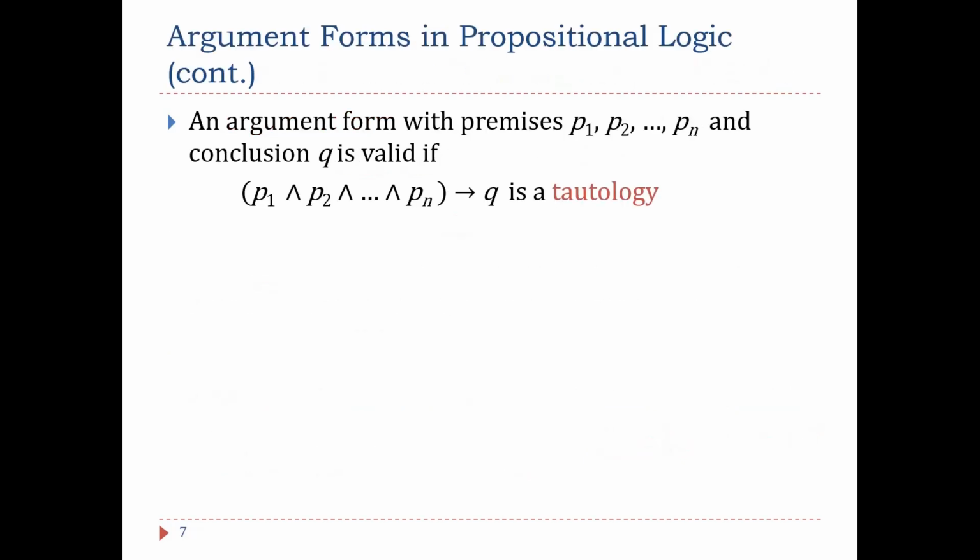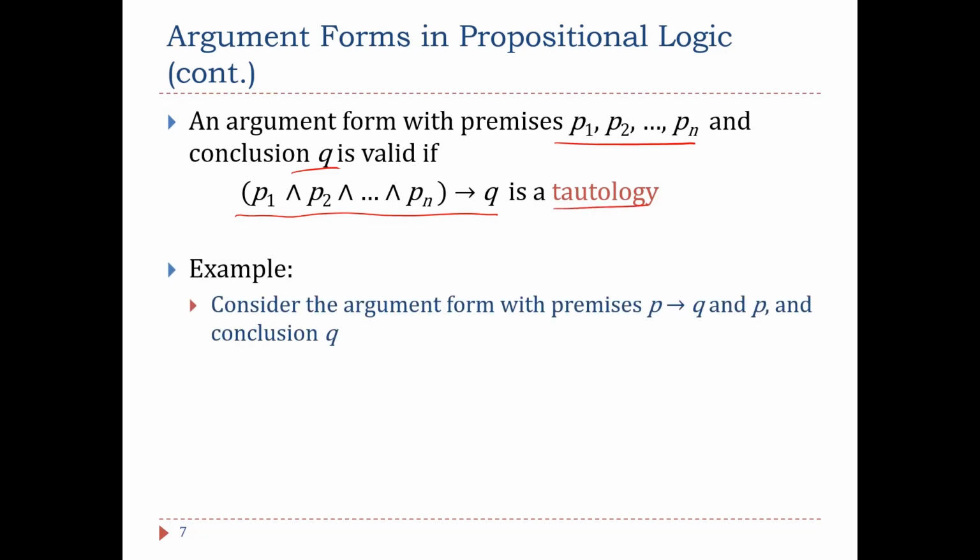So an argument form with premises P1 up to Pn and a certain conclusion Q is valid if and only if the conjunction of the premises implying that conclusion is a tautology. If we consider these as formulas, we can show that this is a tautology. How to show that? Well, you can use truth tables, or you can use equivalence rules and show that this is equivalent to true all the time.